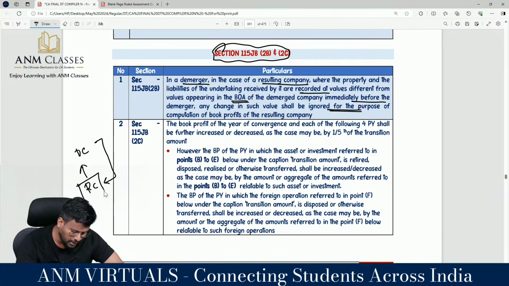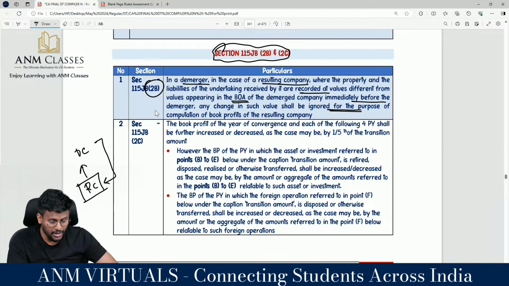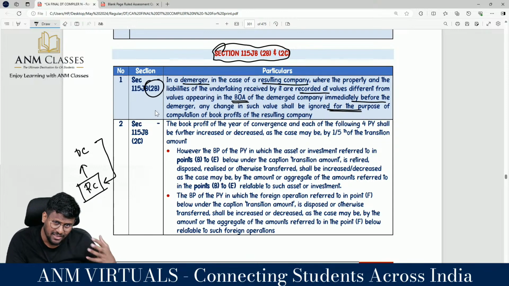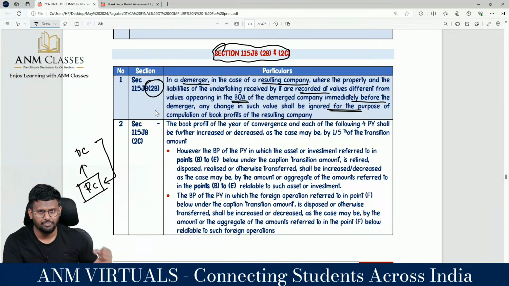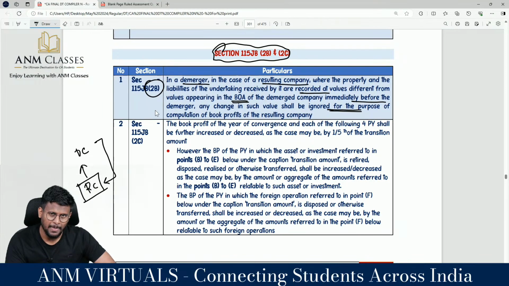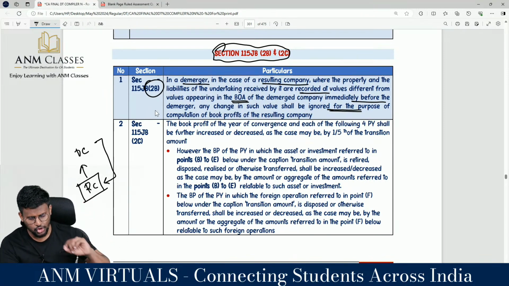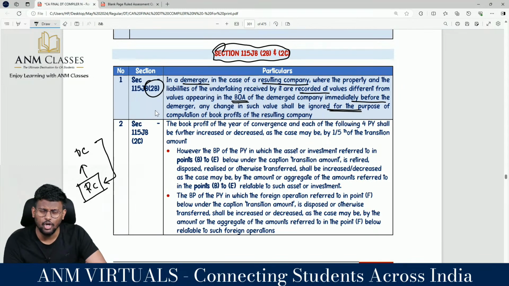And this resulting unit has to record the assets and liabilities in the books of the resulting company. What 115JB subsection 2B is saying is that if the resulting company is recording those assets and liabilities at a value other than the book value of the demerged company, I am repeating once again, if the resulting company is recording the assets and liabilities at a value other than the book value of the demerged company, then that income or loss should be ignored.